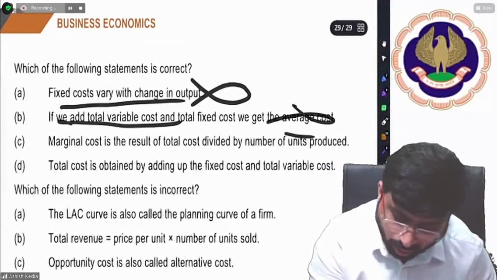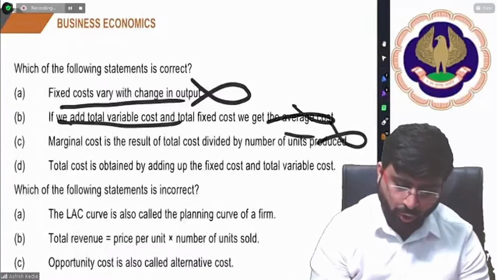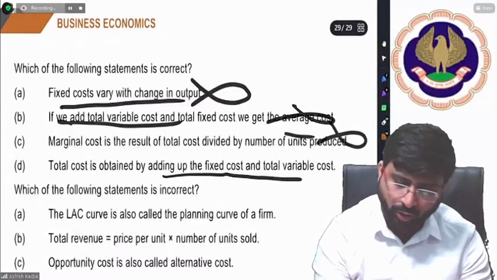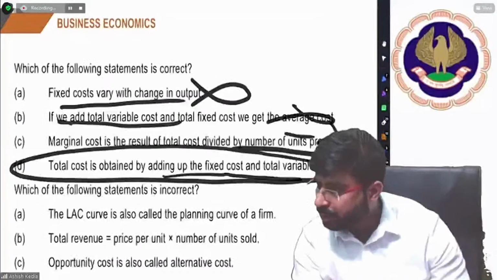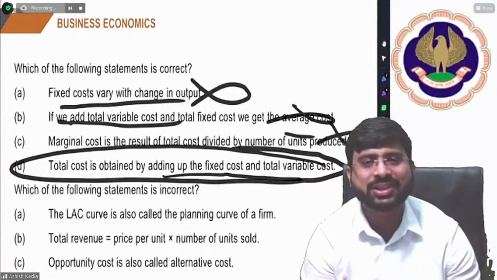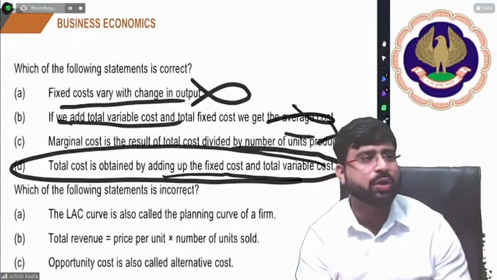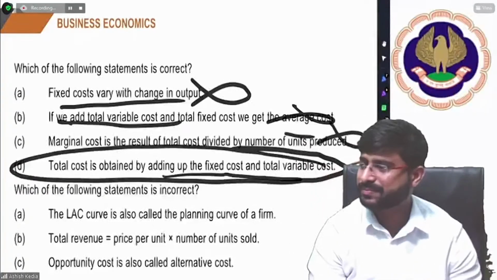Marginal cost is the result of total cost divided by number of units. No, that is average cost. Total cost is obtained by adding up fixed and total variable cost. Yes. Correct answer. Absolutely correct answer. How do you obtain total cost? By adding up total fixed cost and total variable cost. So that's correct, my dear friends.